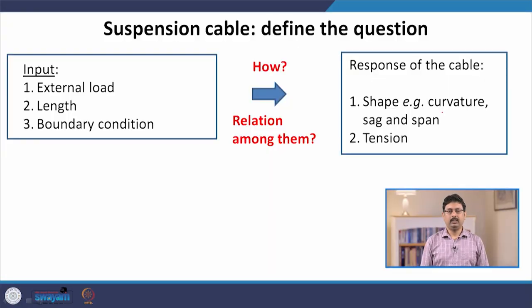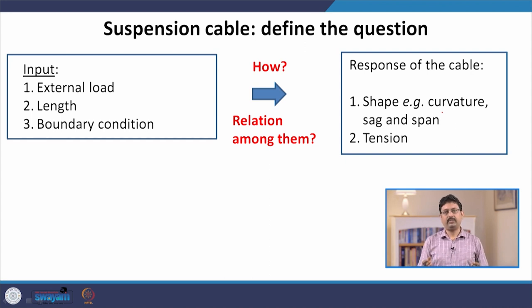So, the point here is that the normal assumptions that you make about rope and tension force in textbook problems, you have to see whether they are really valid in real life situations. So, let us start by defining our question. We are taking a class of problems which are called suspension cables.